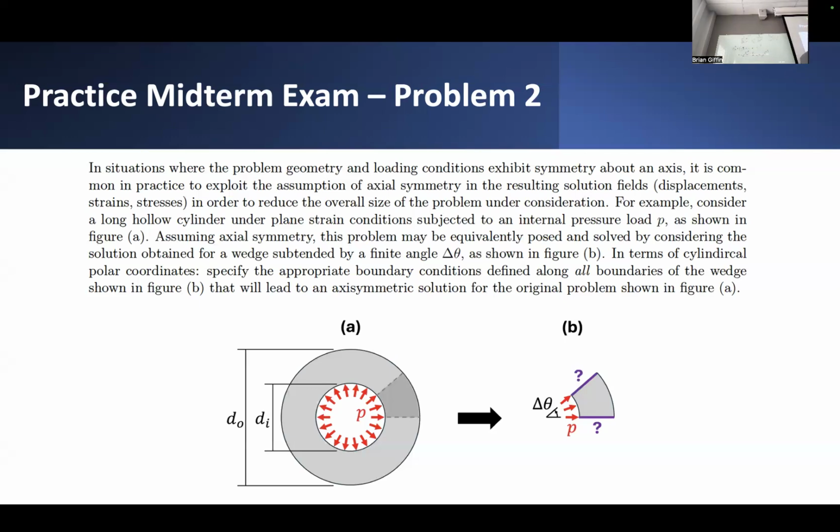Don't solve the problem. Tell me what the boundary conditions are. That's all that I'm asking you to do here. So how do we do that? How do we actually define boundary conditions? And first of all, what are boundary conditions? Remind me. Traction boundary conditions being one of them, and displacement boundary conditions. So really, when I say boundary conditions, I mean two things.